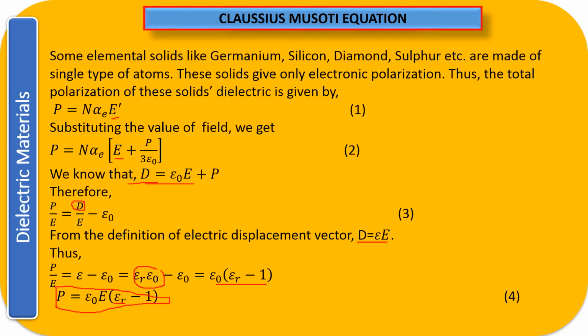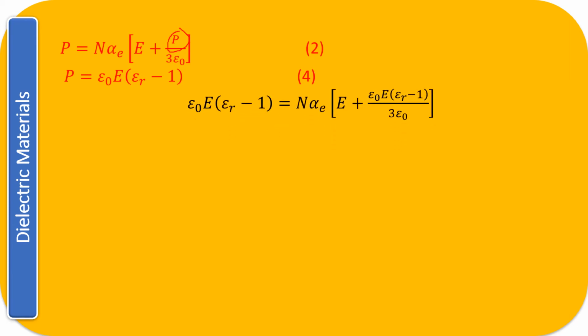Now whatever value of P I have obtained, I am going to substitute in equation number 2, and let's calculate the value of epsilon r, right? So this is the value in equation 2 that we have, and this is the value that in equation 4 I have derived. So the value of P I am going to substitute over here, right? This is what I told you in the previous slide, and then let us see what we are getting.